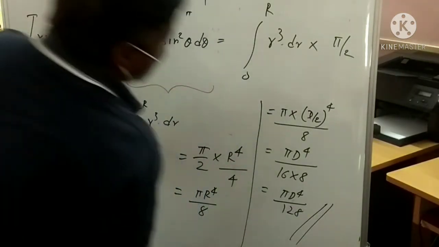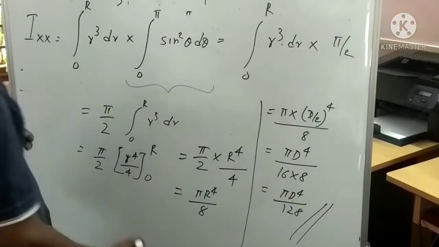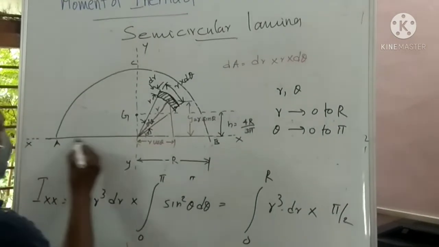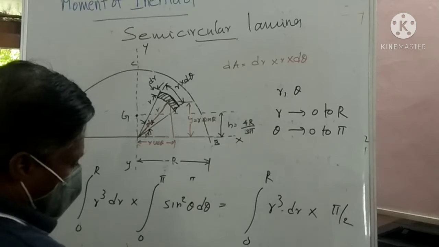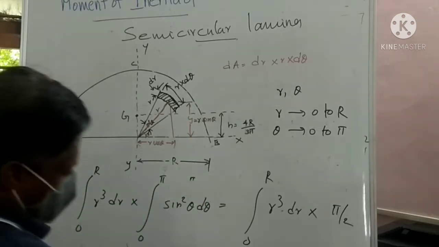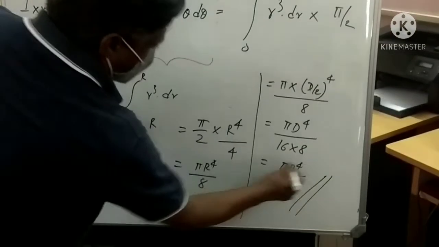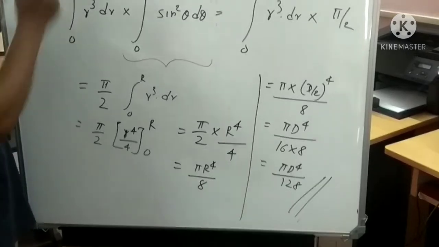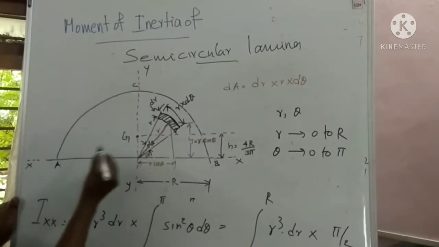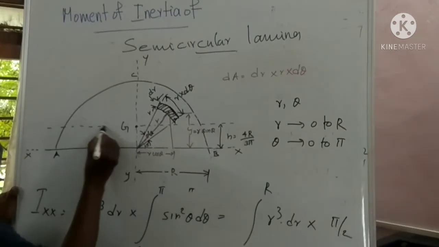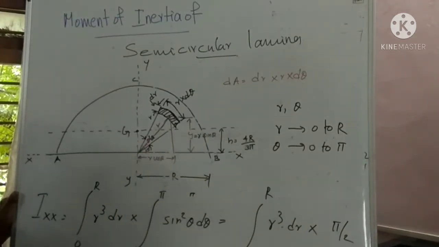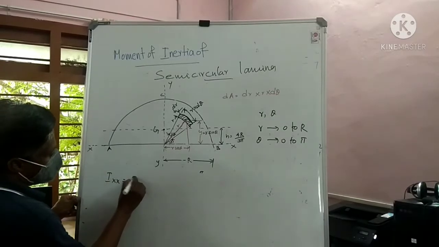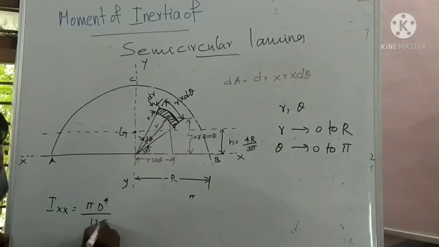This is the moment of inertia of the semicircular lamina about an axis passing through its base, that is Ixx equal to pi d raised to 4 divided by 128. But our aim is to find the moment of inertia of the semicircular lamina about an axis passing through its centroid. That you have to study next.